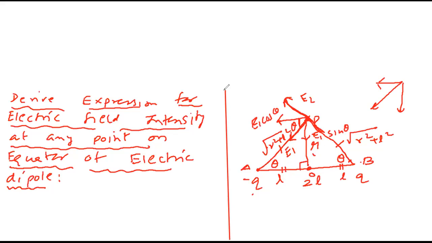Now the intensity at P due to the positive charge at B is directed outward as shown. Even this angle is theta, corresponding angle, since these two lines are parallel with a transversal. So E2 can also be resolved into two components: E2 sin theta vertically upward and E2 cos theta along horizontal.